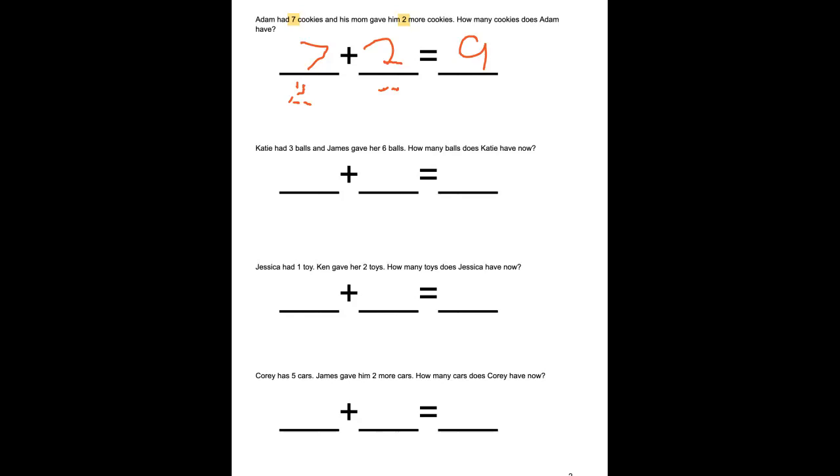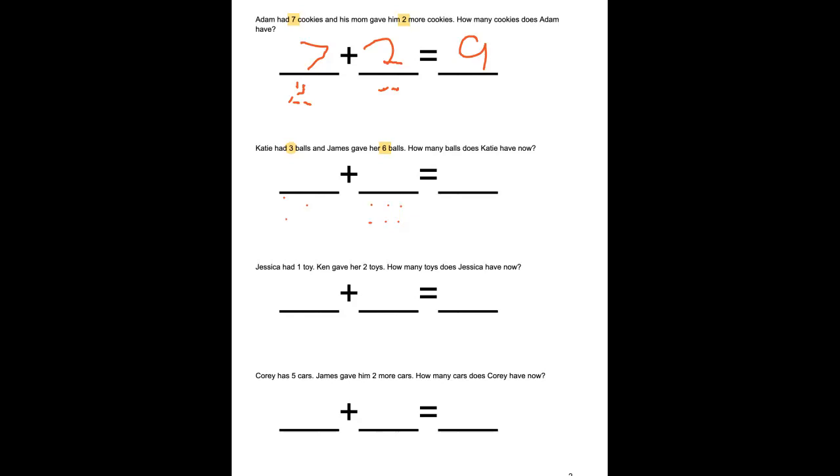All right, the next example that we have: Katie had 3 balls and James gave her 6 balls. How many balls does Katie have now? So we can think, here are some of our key numbers. We have a 3 that she starts out with, and then we have a 6, guys. So we're going to start off with 1, 2, 3, and then we're going to count 6 out. 1, 2, 3, 4, 5, 6.